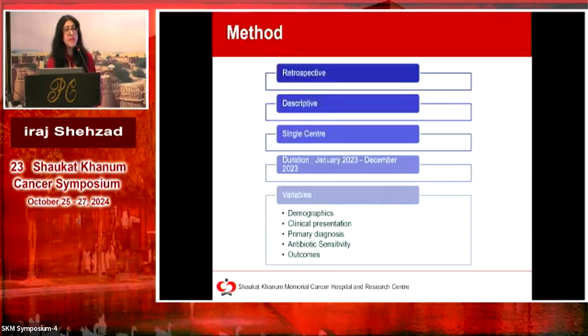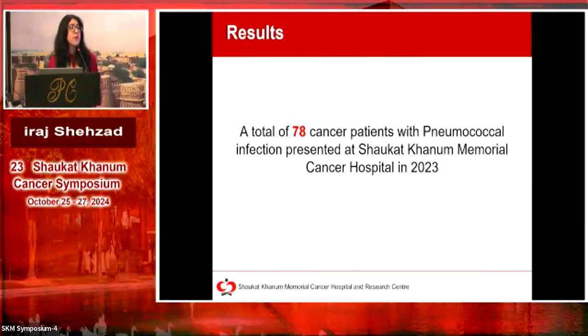It was a descriptive, single center study at Shaukat Khanum Memorial Cancer Hospital from January to December 2023. The variables that we studied included the demographics, that was the age and gender; the clinical presentation, which included bacteremia, pneumonia, meningitis, and other causes; primary diagnosis, which was the type of malignancy; antibiotic sensitivities; and outcome, which included ICU transfers as well as mortality in these patients. So from January to December 2023, a total of 78 cancer patients were diagnosed with pneumococcal infection.